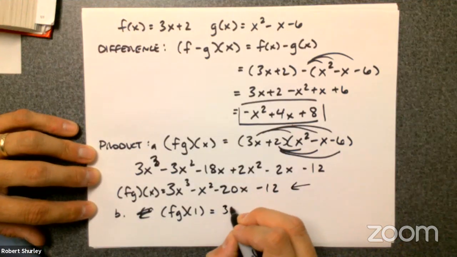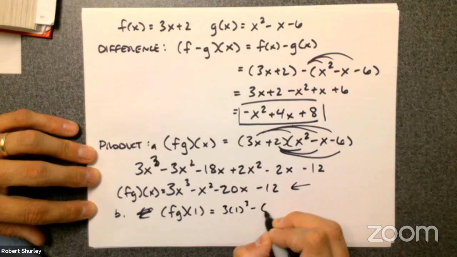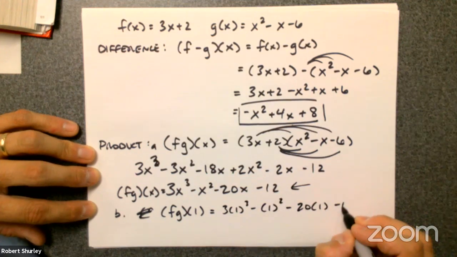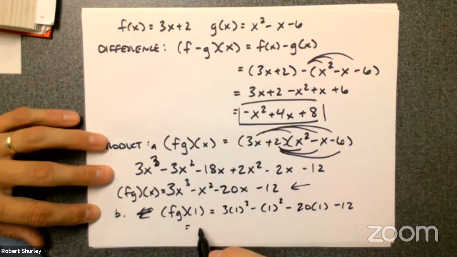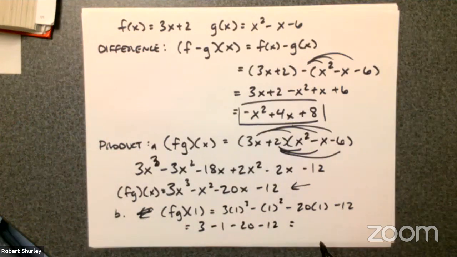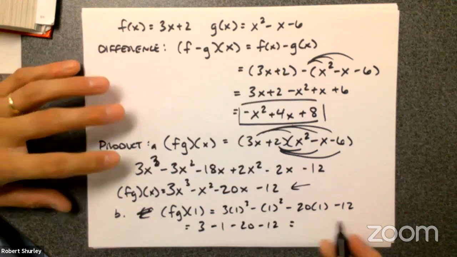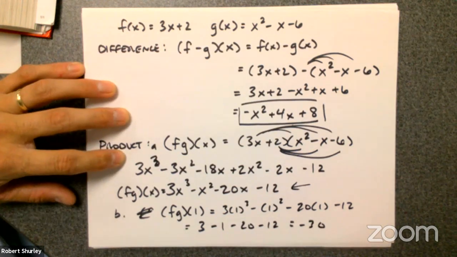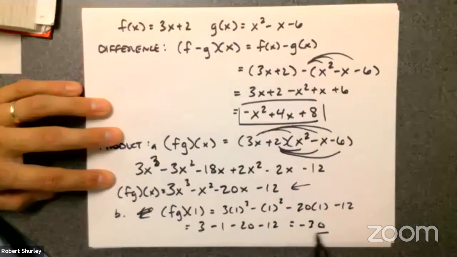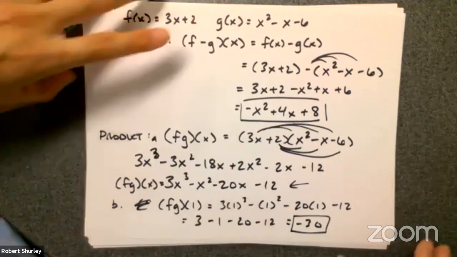So it's going to be 3 times 1 cubed minus 1 squared minus 20 times 1 minus 12. So 3 minus 1 minus 20 minus 12. So we get, let's see here, this would be negative 2, positive 2, negative 18, so it's like negative 30 maybe? Is that right? Yep, that sounds right. So we wind up with negative 30, okay?